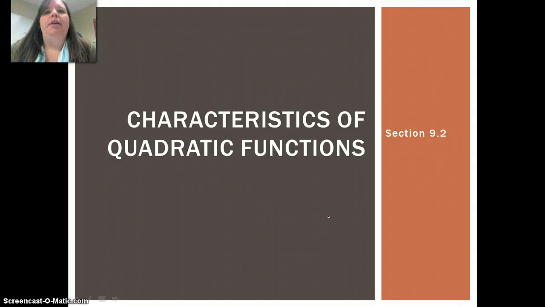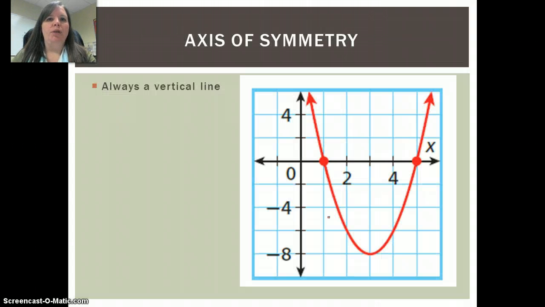Alright, so now that we have a little bit of knowledge of what kind of shapes we're expecting when it comes to quadratic functions, we're going to get down more to how to identify the characteristics. So what characteristics do we really care about? Well, we're going to start with the axis of symmetry. And we talked a little bit about this already. You should have some kind of experience with it.